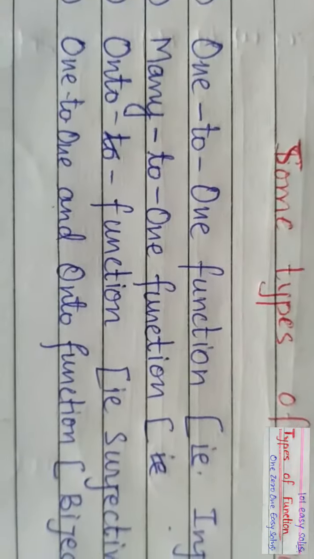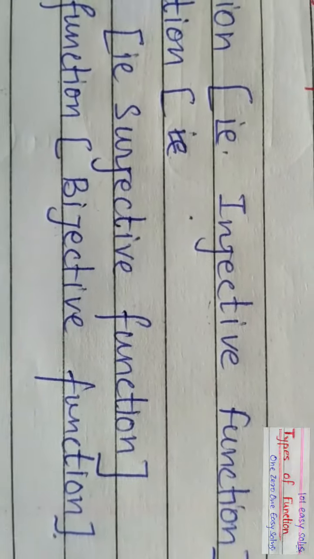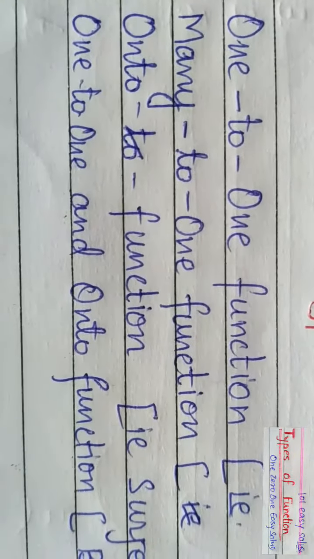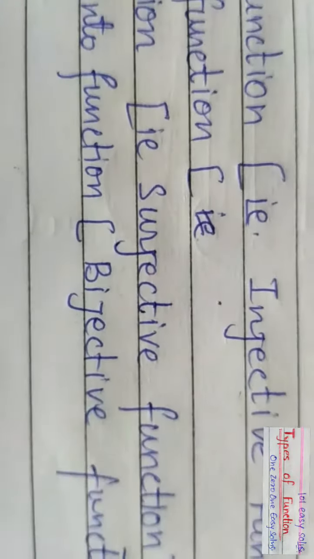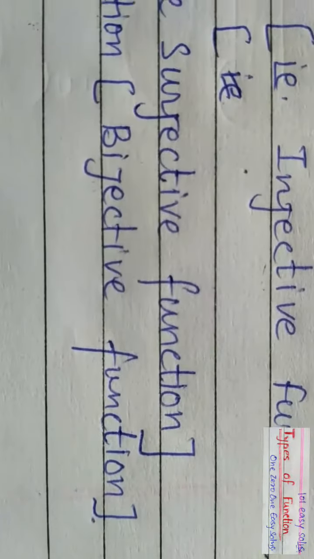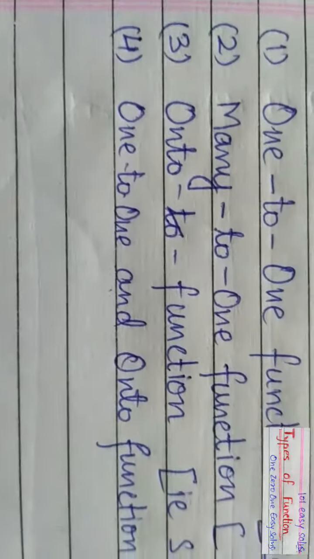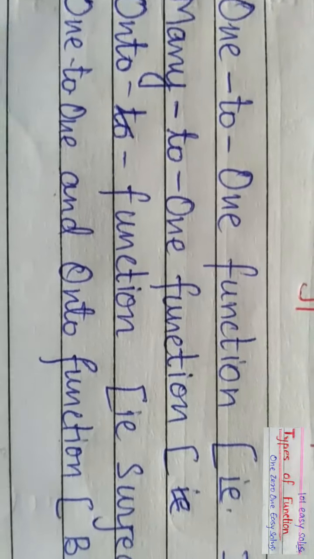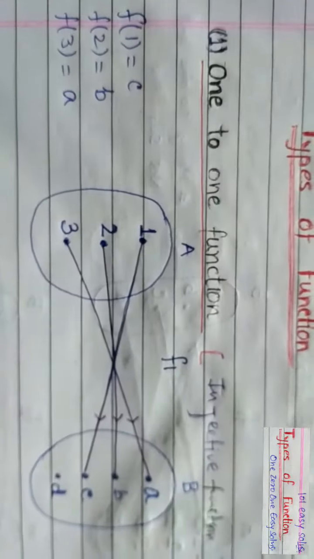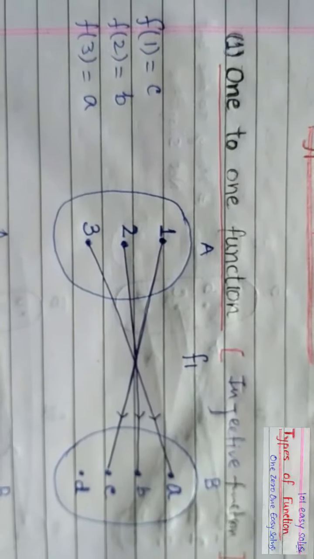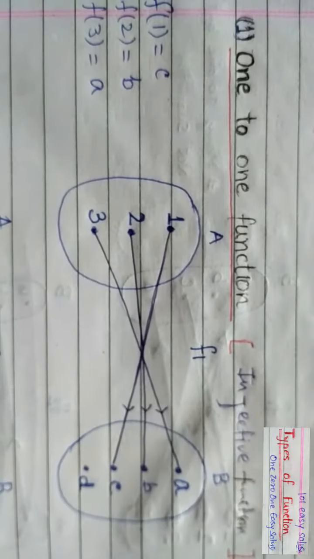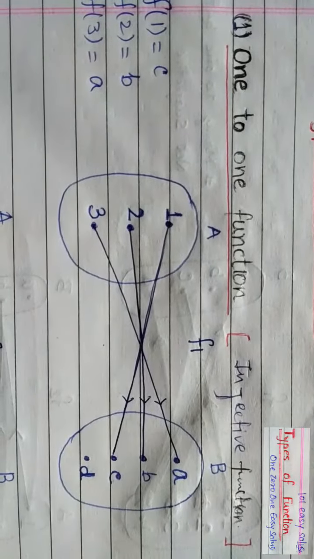Okay, so first one is one-to-one function, that is injective function. Second one is many-to-one function, and the third one is on-to function, that is the surjective function, and the last but not the least is bijective function, that is both one-to-one and on-to function. So let us see first the one-to-one function, that is injective function also.